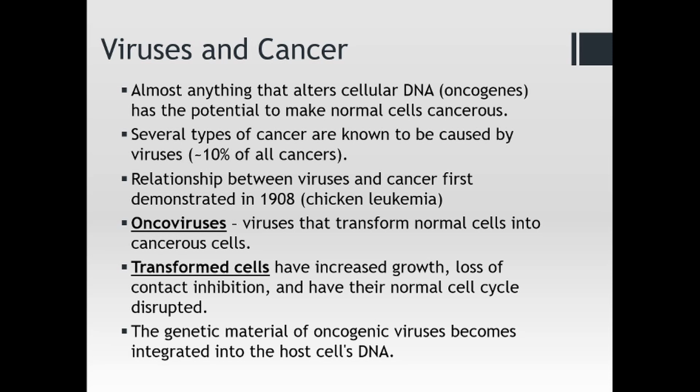With transformed or cancerous cells, their rate of cell division, they hit the pedal to the metal and they just divide without restraint. Loss of contact inhibition. Under normal circumstances, cells will run into each other and touch, and when they do, they will stop dividing. With transformed cells, they don't care about that. There's no personal space. They just keep dividing and piling up. And the normal cell cycle has been disrupted as well.